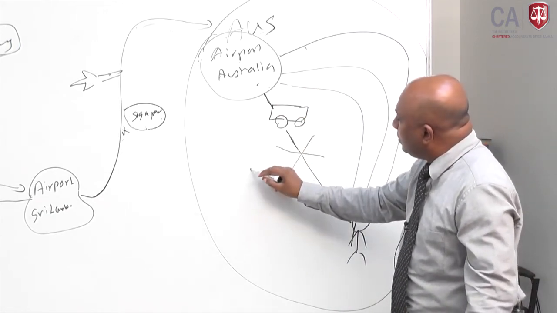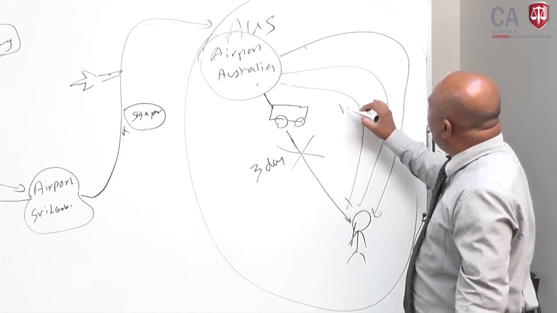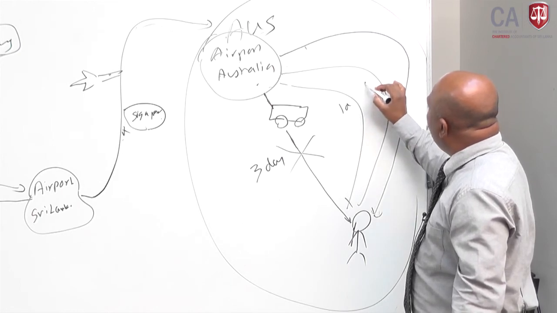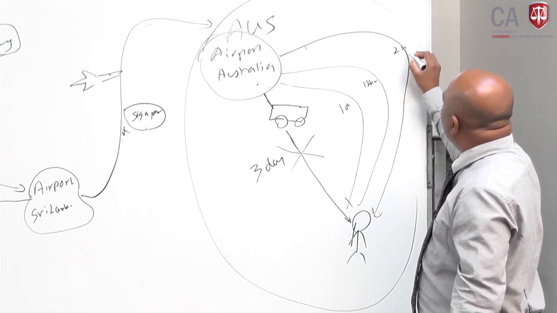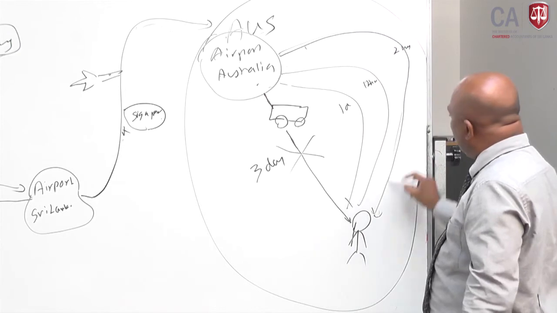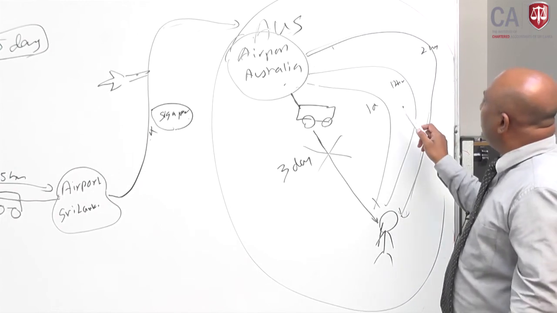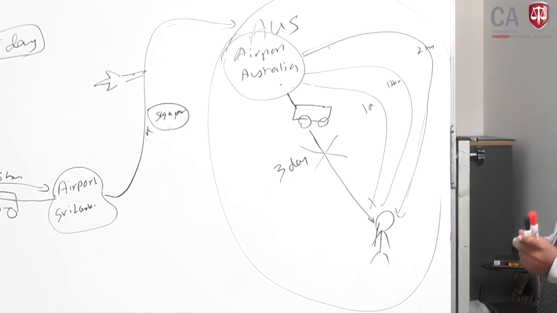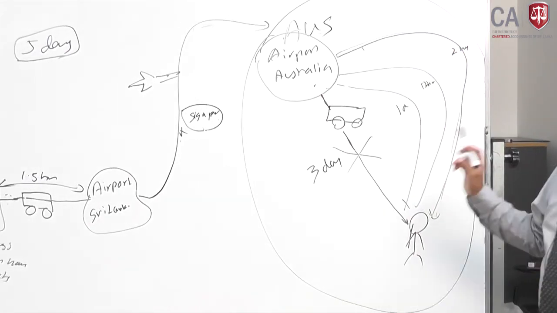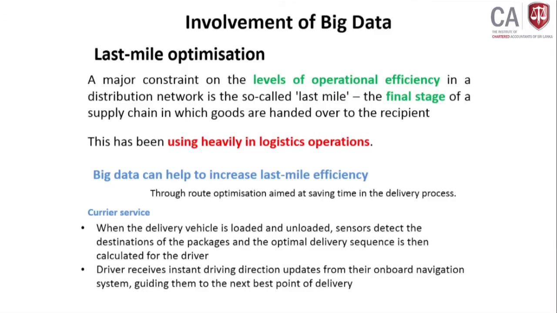It takes about 3 days to travel. In this one 1 day, here 12 hours, in here 2 hours. This is the longest route, but it takes 2 hours. So this route is the best one to deliver the product to the client. So in the last mile they are optimizing based on big data. So this is what we have explained as last mile optimization.